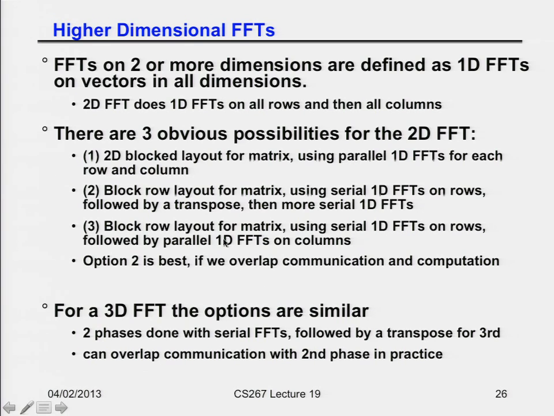And the last possibility is I start with a row layout again. I start with independent row FFTs, embarrassingly parallel, and then I do parallel FFTs in the columns because they are owned by P processors. It's going to turn out that they all balance the flops perfectly well, but option 2 is going to minimize the communication for us. So we're going to do local FFTs, transpose, and then do local FFTs again.